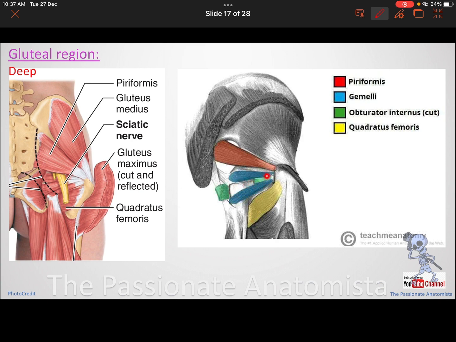Now, what separates them is the tendon of obturator internus. So the obturator internus comes out. If this is the obturator foramen and it's sealed off by obturator membrane, the muscle that comes out from internal membrane, we call it obturator internus. The muscle that comes out from the external, we call it obturator externus.